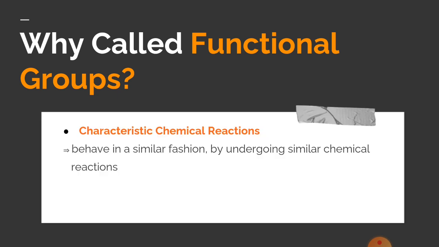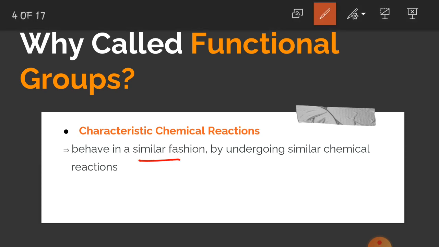So why are they called the functional groups? These functional groups show characteristic chemical reactions, and when a certain functional group is present in more than one organic compound, then those organic compounds behave in a similar fashion. How do they behave in a similar fashion? By showing similar chemical reactions.